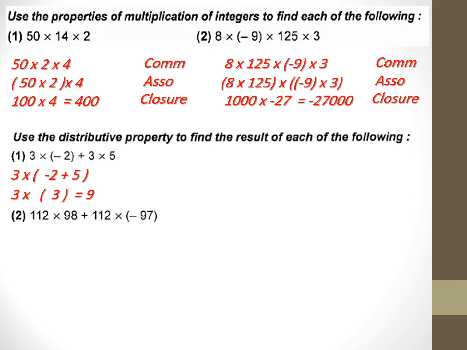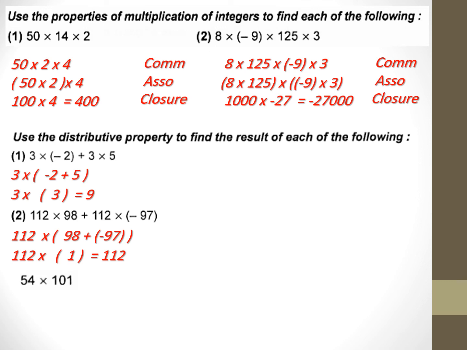Number 2. 112 times 98 plus 112 times negative 97. Now we have a common integer, 112. We will take one from them like this. The remaining in a bracket, 98 plus negative 97. 98 plus negative 97 equals 1. So it will be 112 times 1 equals 112.